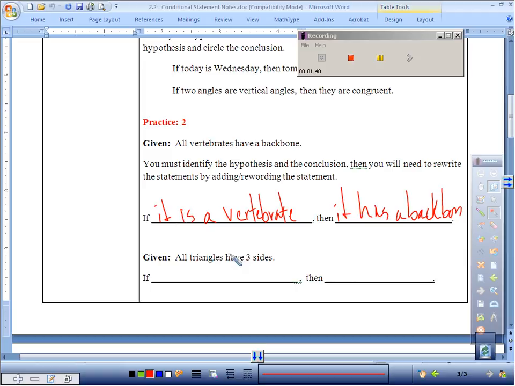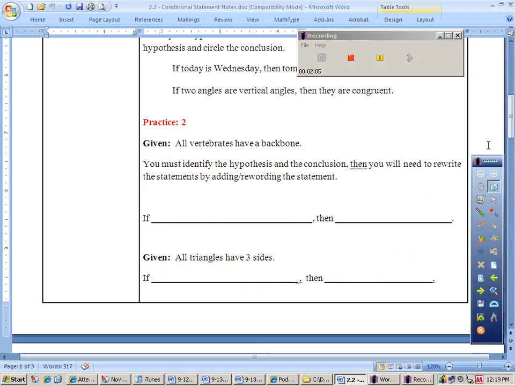And in the example below, all triangles have three sides. So I could write this as a conditional statement. If it is a triangle, then it has three sides. And that's all it takes to write a conditional statement. If and then, the hypothesis and the conclusion.